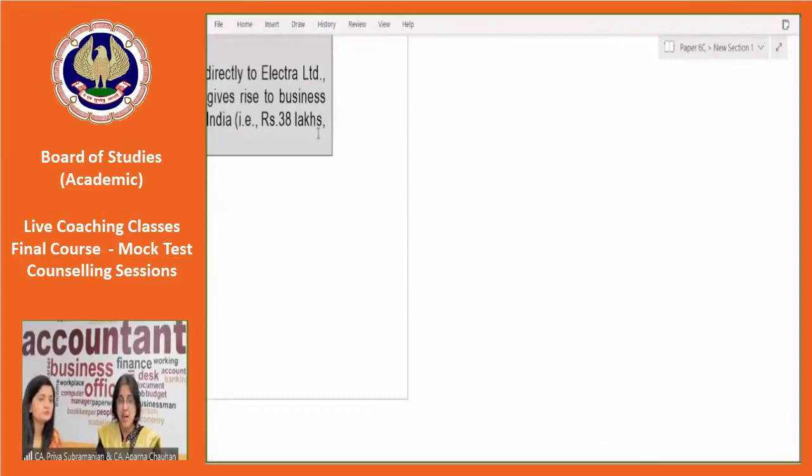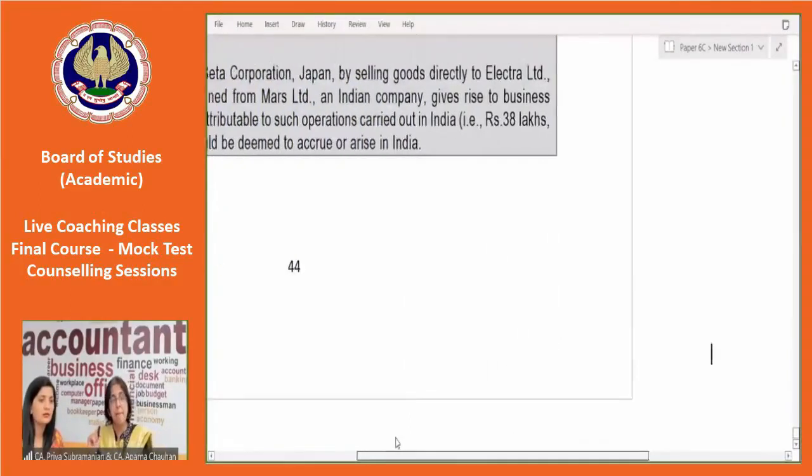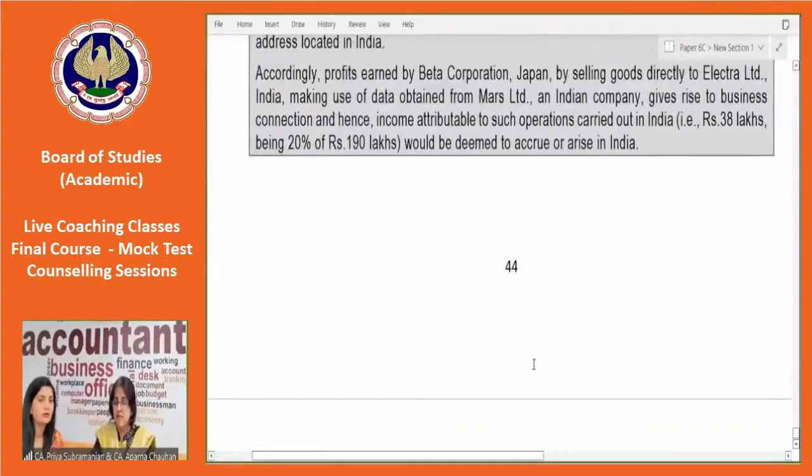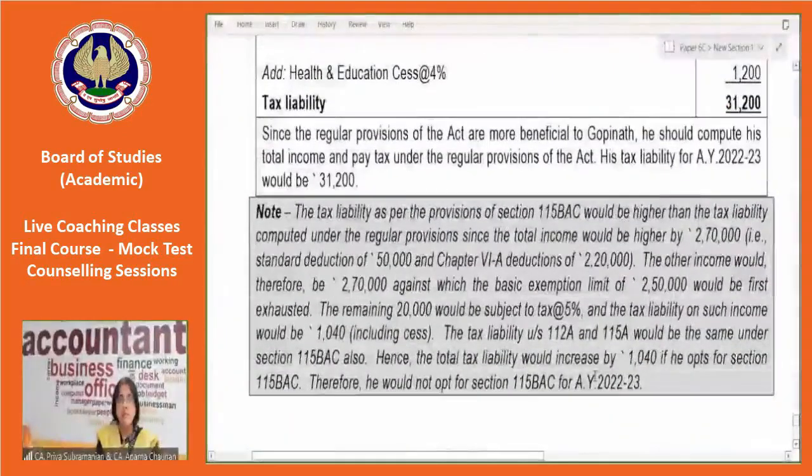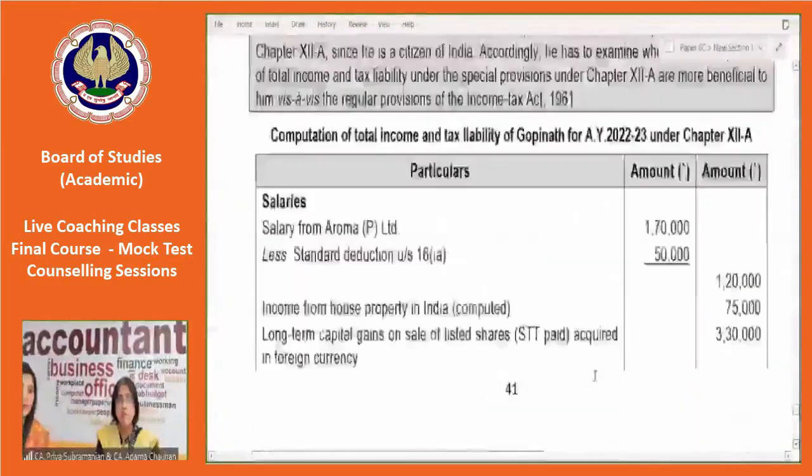Should not use this arrow at all. Yeah. Yeah. Gone down now.